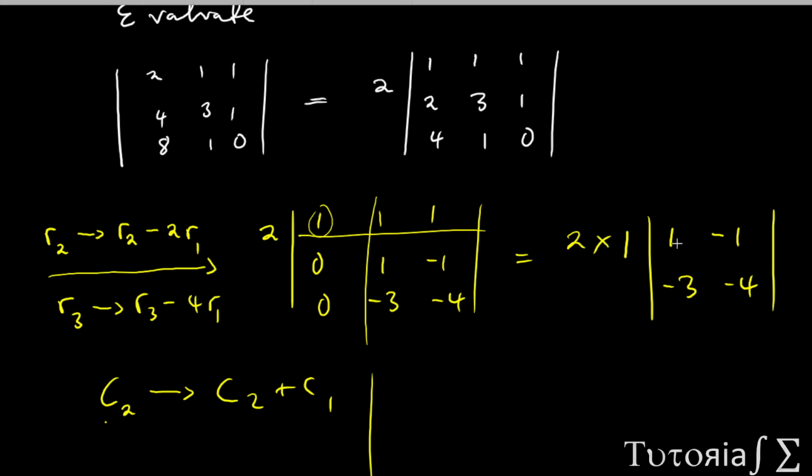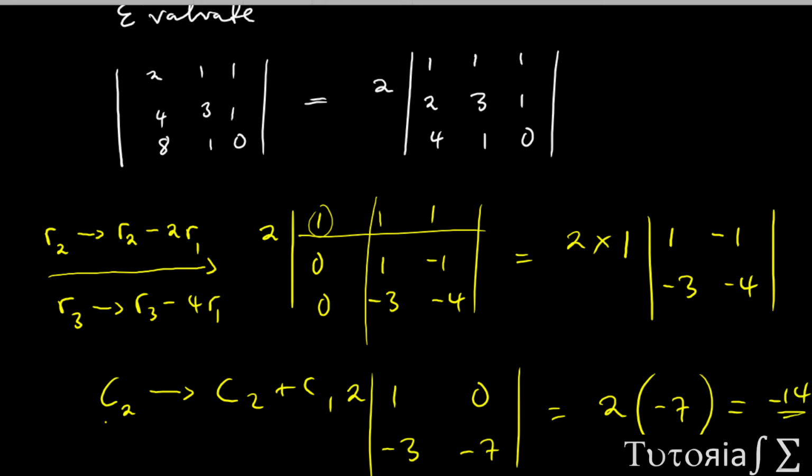So we have a 2 times 1 here, which is just 2. Column 1 remains unchanged, which is 1, negative 3. Then we have 1 plus negative 1, that will be 0. This plus that will be negative 7. Then when we multiply, there's a 2 out here. So we say 2 times this times that will be negative 7, and this times that will be 0. So it will just be negative 14 as your determinant.